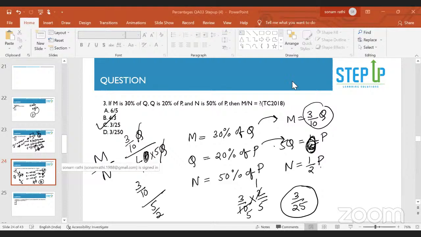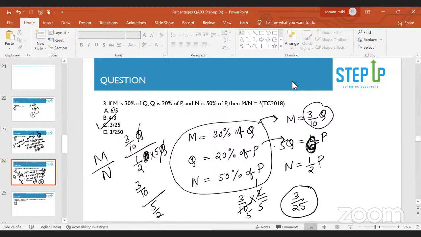Did you write these equations here? Write down these equations here. Then write M is equal to how much? 3 by 10 Q. Q will be how much? 1 by 5P. N will be how much? 1 by 2P. And then put the values in here, because they are asking you the value of this expression M upon N. So put those values over there. You will get the answer.